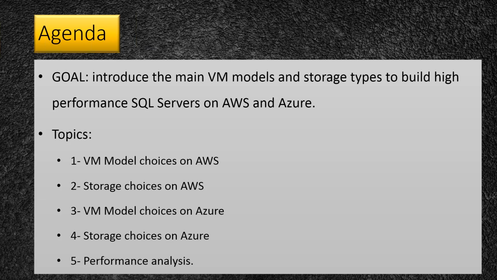So first we're going to cover our virtual machine choices on AWS. Then we're going to cover storage choices on AWS. AWS has a lot more variety and a lot more moving parts regarding storage, so we're going to go into those in detail. Then we're going to cover VM model choices on Azure.